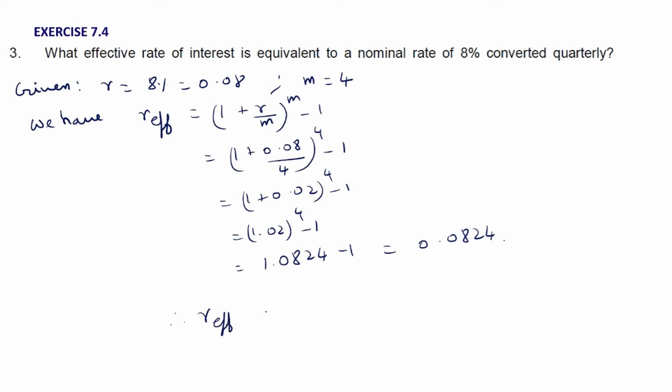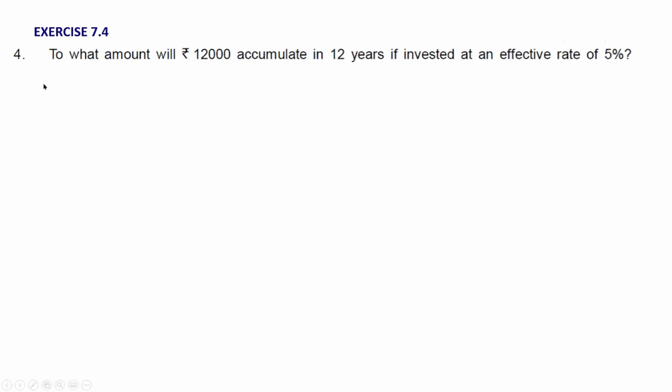Therefore, the effective interest rate is equal to 8.24. Next question. To what amount will rupees 12,000 accumulate in 12 years if invested at an effective rate of 5%? So here they have directly given the effective rate which is 5% and number of years is 12. So first let us write what is given.